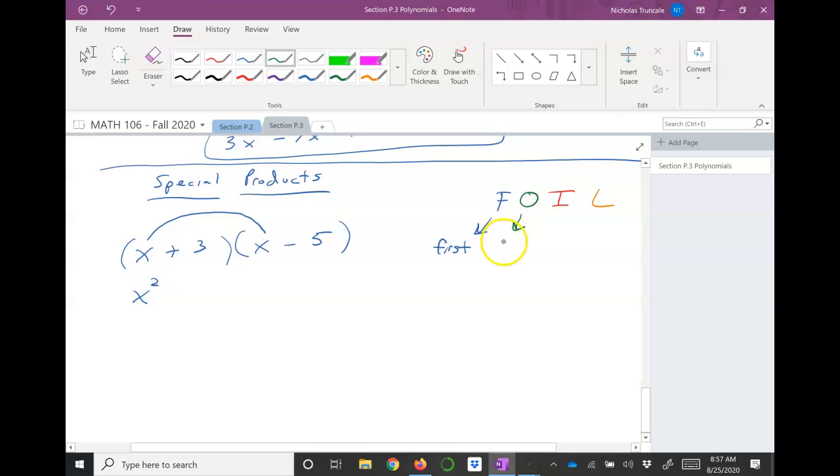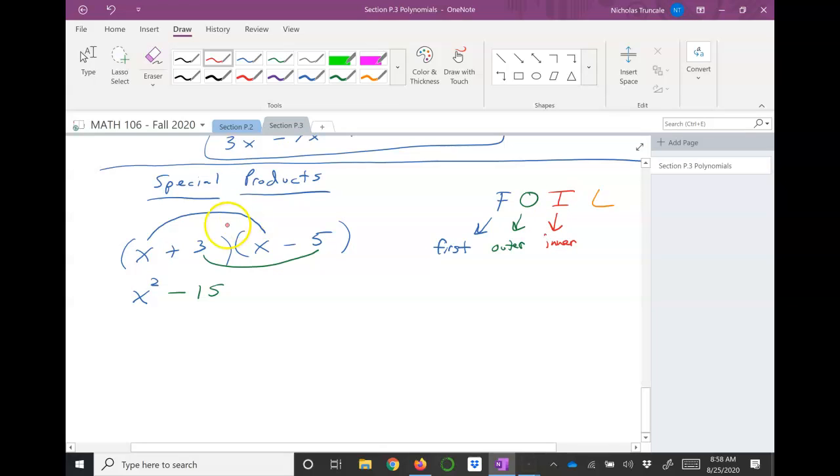Now I'm going to go to green. O means outer, which would be the 3 and the 5. Now be careful here with the signs, right? So that's a plus 3 times a negative 5. So that's going to give me a negative 15. Now the order in which you do these doesn't matter, but FOIL is a nice word, I guess, so people use it.